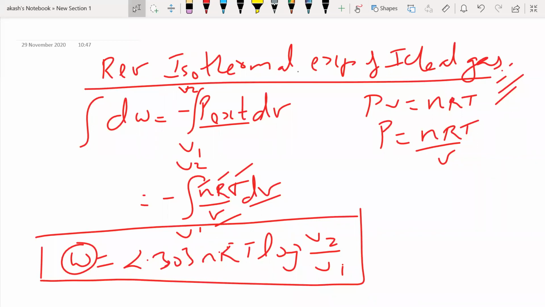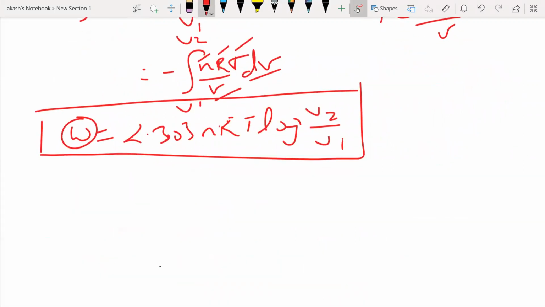Basically you will be getting log to the base e if you do this integral. If you want to put it in log to the base 10, you will multiply by 2.303. That's how this 2.303 came into the picture. So that's how you do this. This is the formula for isothermal reversible expansion of an ideal gas. Now there's a negative sign here, right?